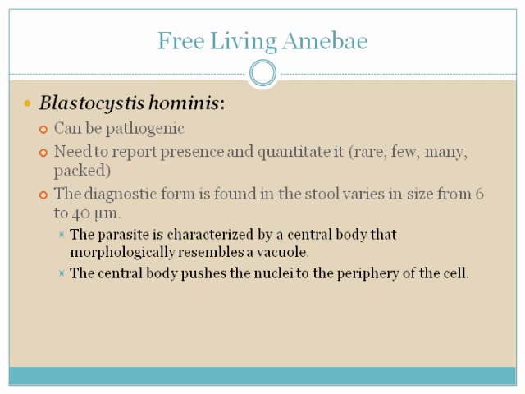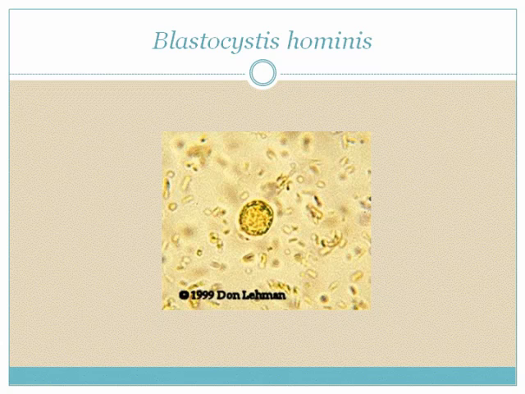The parasite is characterized by a central body that resembles a vacuole, and the central body pushes the nuclei to the periphery of the cell. Here we have Blastocystis hominis in the middle, and you can barely see the nuclei around the periphery of the cell. That large area in the middle is the central body.